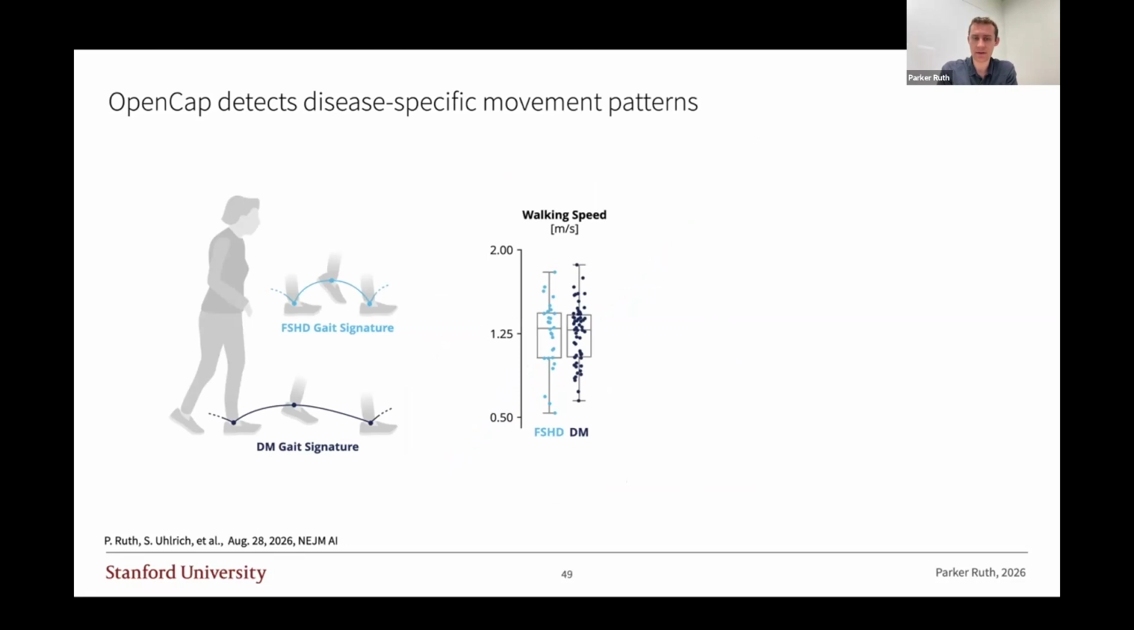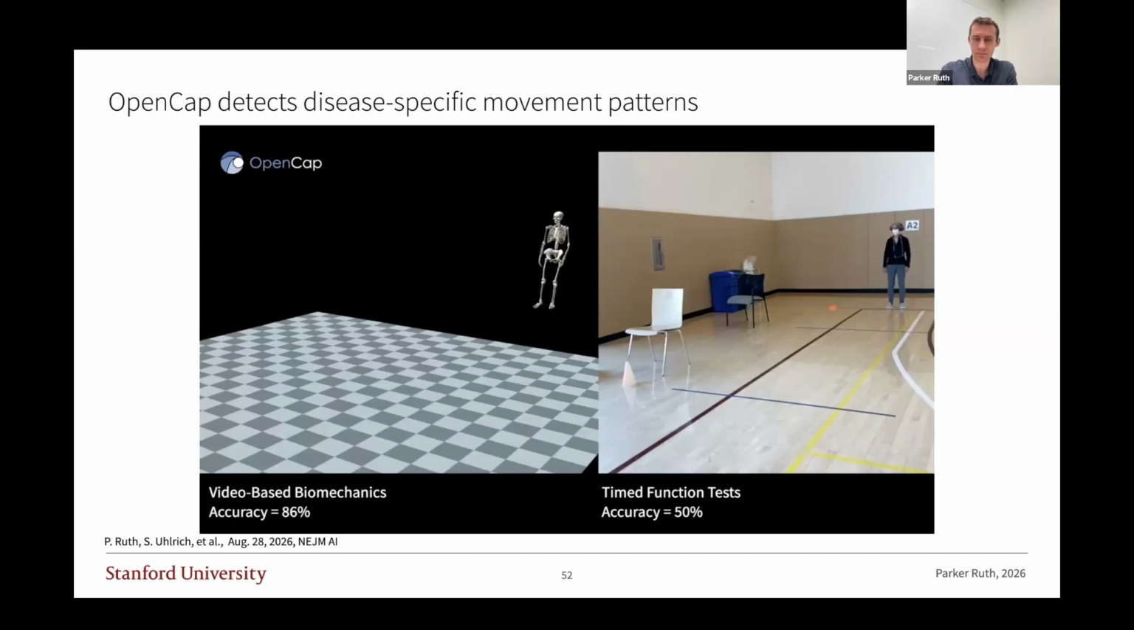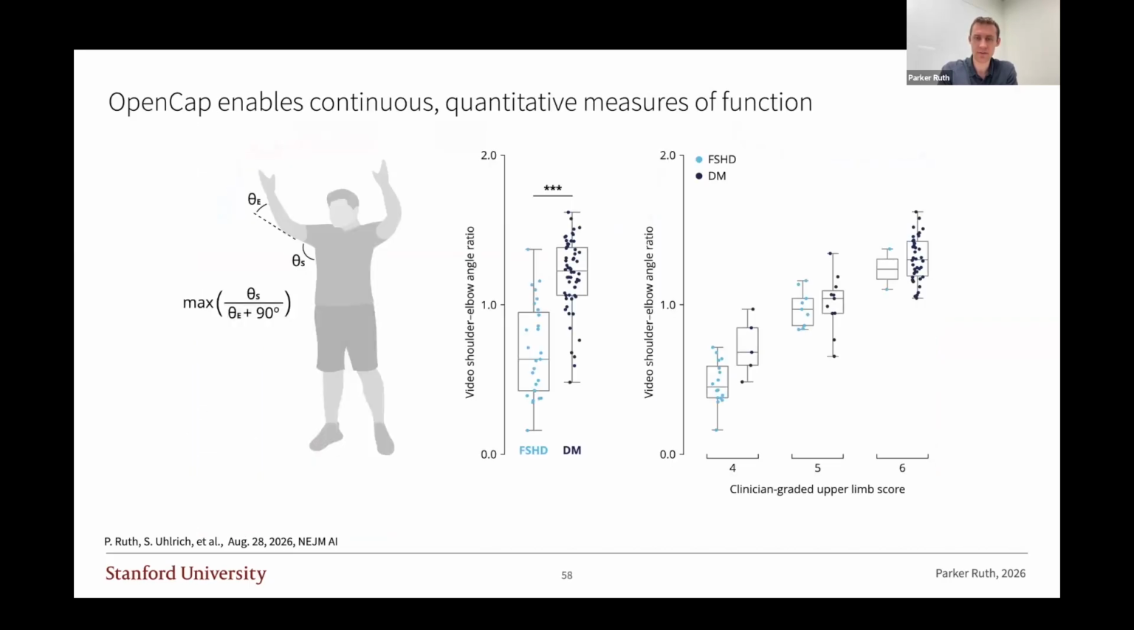And then quickly to go through these axes, the y-axis here is the number that we extracted using OpenCap, so the speed that we measured with OpenCap in meters per second, your stride length, so how long your strides are. We normalized by height because different people have different stride lengths just because they're taller, and then same thing for ankle height during swing. That's how high your ankle is over the ground while you step. And then for this one, the y-axis here is represented by that equation on the left. It's showing you this continuous measure of your shoulder elbow angle ratio. And then the x-axis here is a clinical score that was assigned by a clinician.